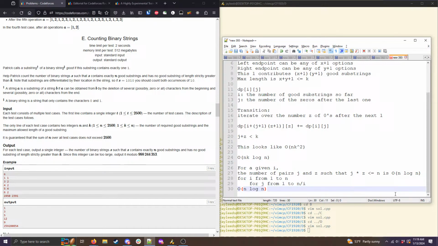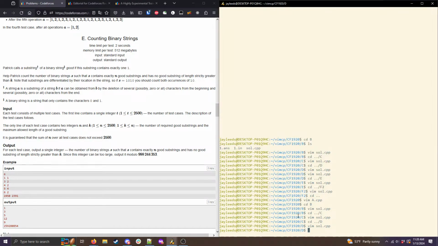But because of that, the number of choices of j and z for each value of i is going to just be O of n log n. So this algorithm is just going to be, for O of n values of i, we're going to have O of n log n choices for j and z, which gives us an O of n squared log n complexity overall, which is going to be fast enough. So I'll show you the code.